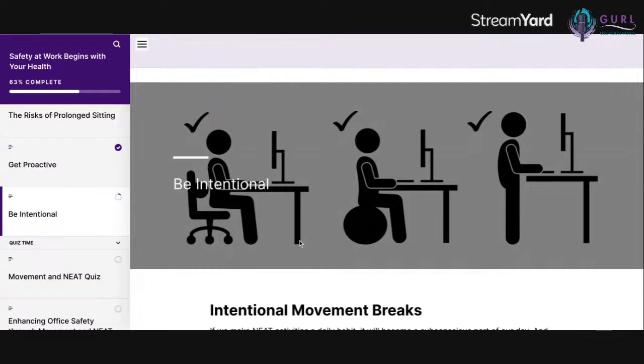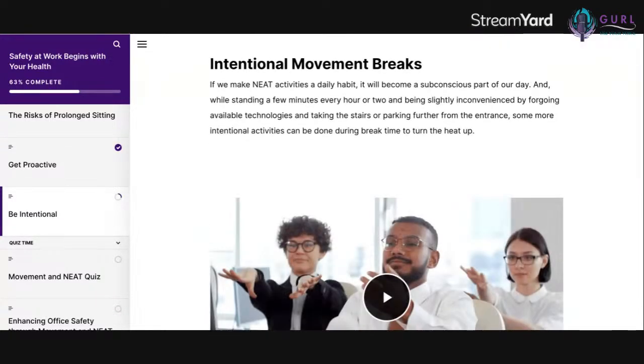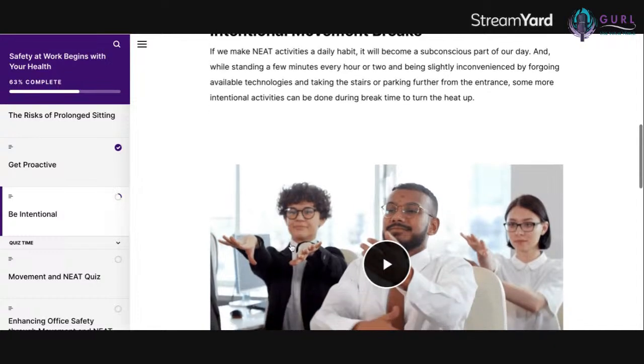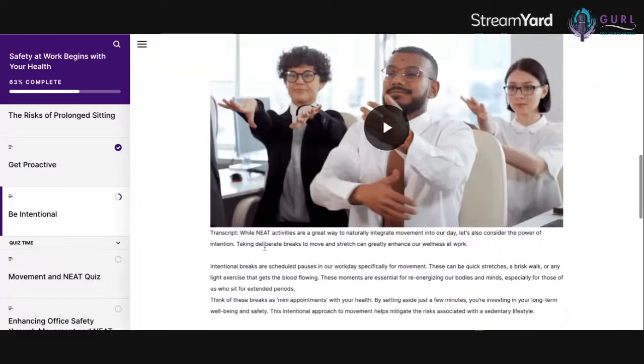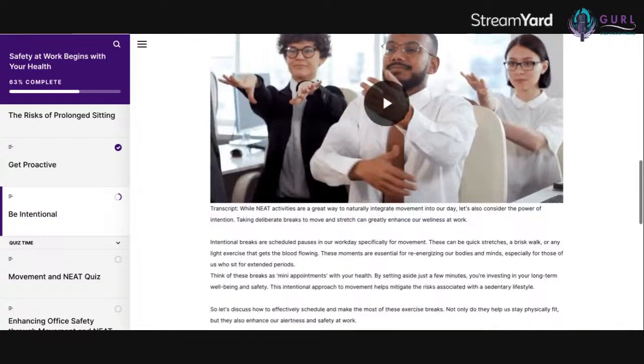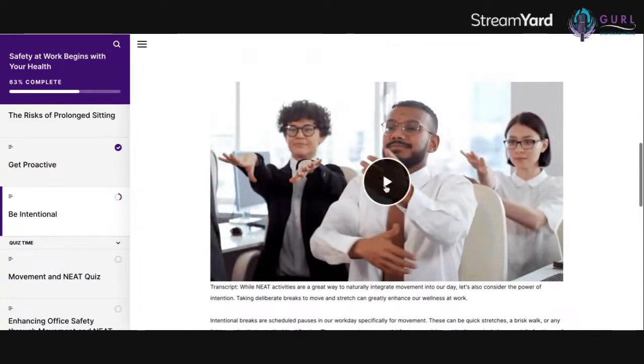So we've checked off the proactive. And so, intentional movement breaks. If we make NEAT activities a daily habit, it will become a subconscious part of our day. And while standing a few minutes every hour or two and being slightly inconvenienced by foregoing available technologies and taking the stairs or parking further from the entrance, some more intentional activities can be done during break time to turn the heat up. I really should have fixed that paragraph.